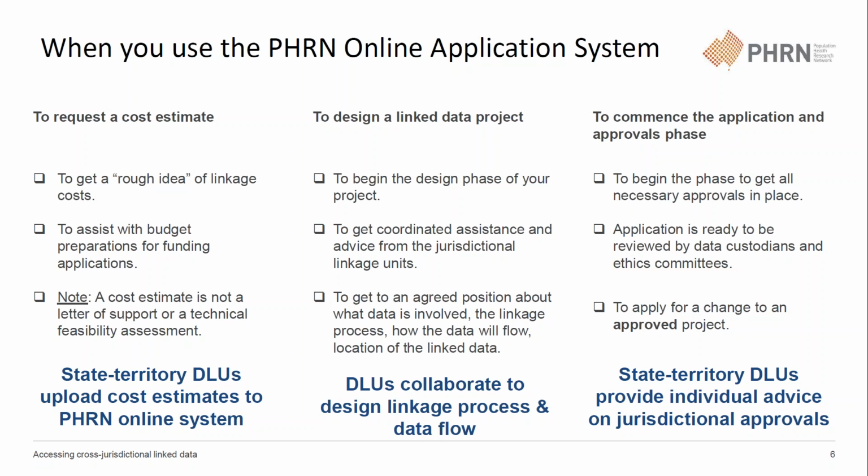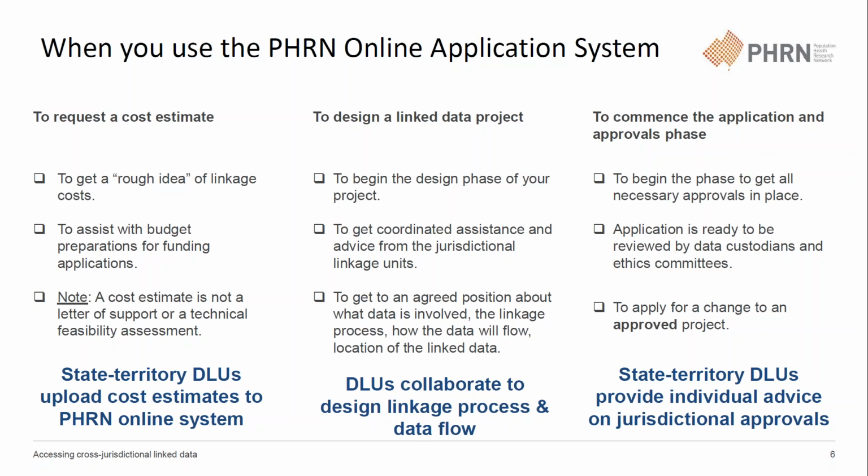So when you use the PHRN online application system, the state and territory linkage units will be there behind the scenes, perhaps uploading cost estimates or working with other data linkage centres to design a data linkage process and flow that will enable your project to occur. And then we will take up the process of working with you on jurisdictional approvals.